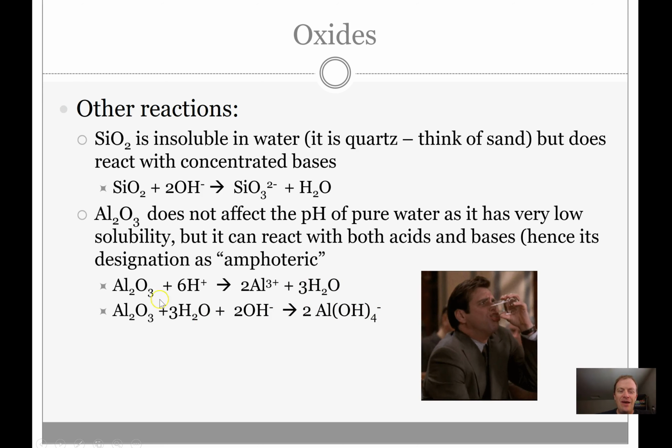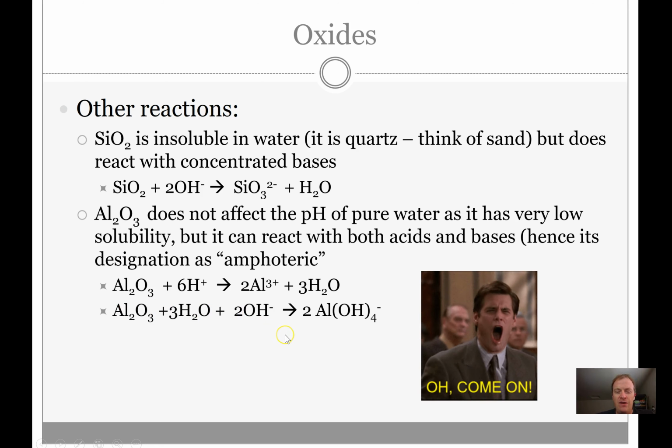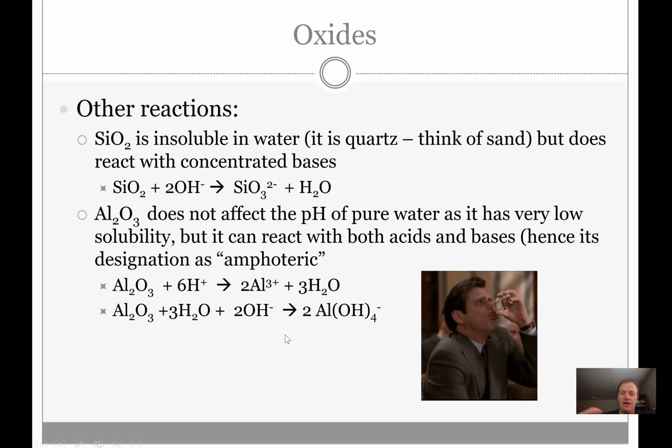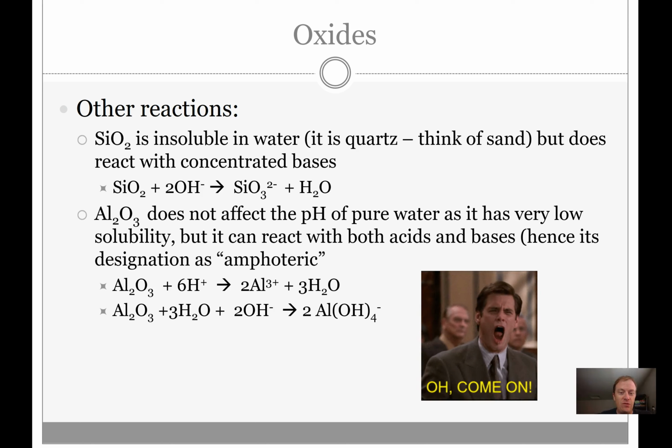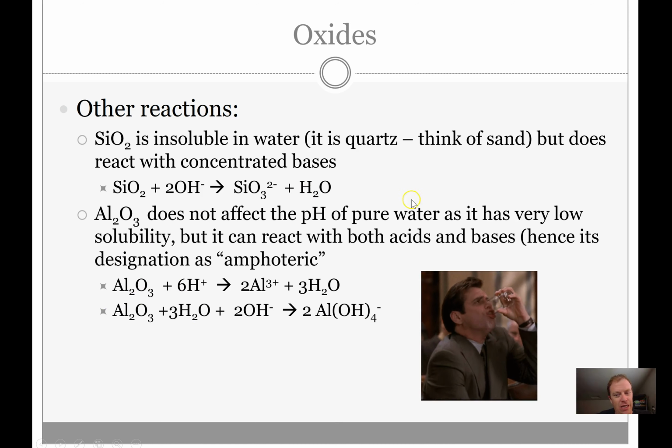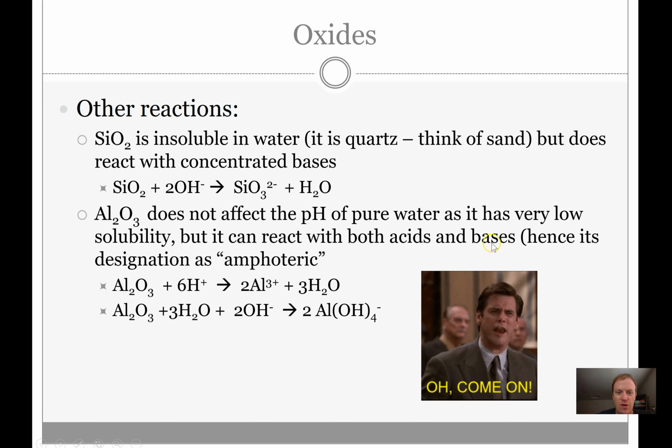So anyway, it's reacting with a base here, and it's sort of neutralizing it in a way. So that's why we consider it amphoteric, because it reacts with both acids and bases. Here we see the acid reaction, the base reaction, and again, yeah, unfortunately we have to be able to reproduce those reactions from memory.